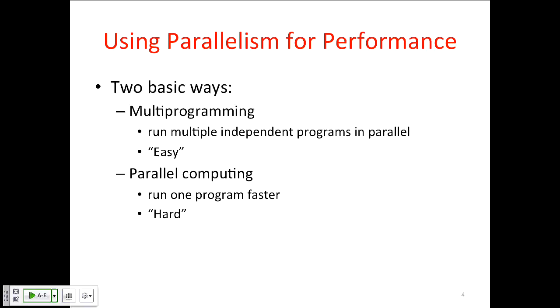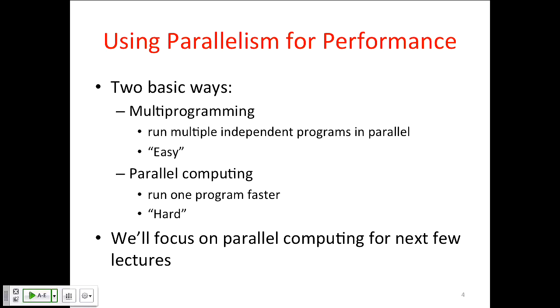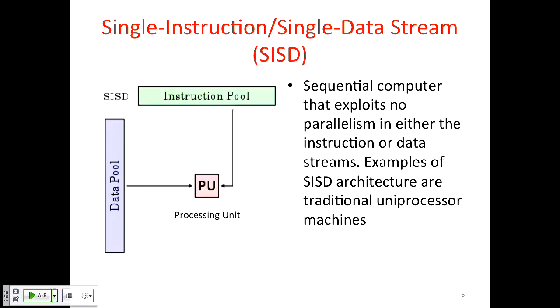Okay, so the next few lectures are going to focus on parallel computing: how do you make a single task complete faster by using some kind of parallel computer. All right. Now there's an interesting, very old taxonomy that was developed to explain different forms of parallelism inside a computer. And we'll start off with the sequential version of this, which is what you've looked at so far: a single instruction, single data stream model, where you have one instruction at a time working on one data operand at a time.